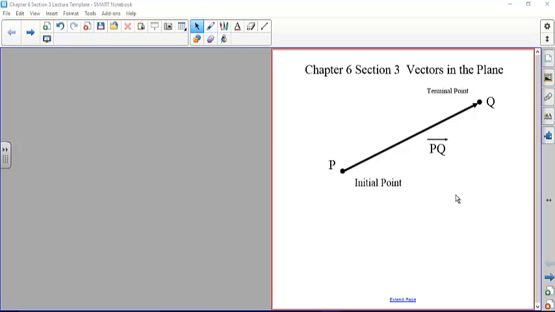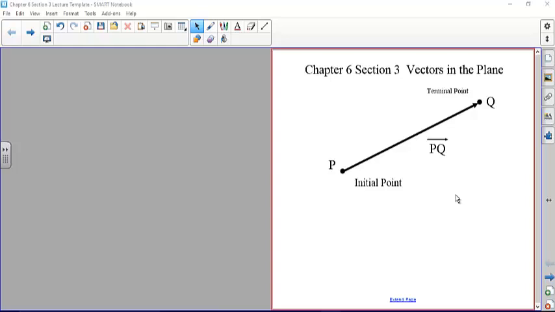Okay, so section 3 is kind of a whole new topic, but it does have parts that are consistent with trigonometry. So we're talking about vectors. And vectors are quantities that have both a value or a magnitude and a direction. So what you see on the screen here is a vector.